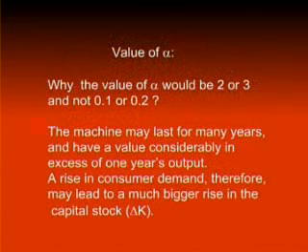Now, what can we say about the value of alpha? Why could alpha take a value of 2 or 3 and not a value of 0.1 or 0.2? Well, the answer to that is that a machine may last several years and may have a value considerably in excess of 1 year's output. So as consumer demand rises, a firm might actually buy a machine, that is, might invest in capital which is much more than that required to produce the output just for that year. Therefore, the delta K, that is the increase in capital stock, might be many times the required increase in output.